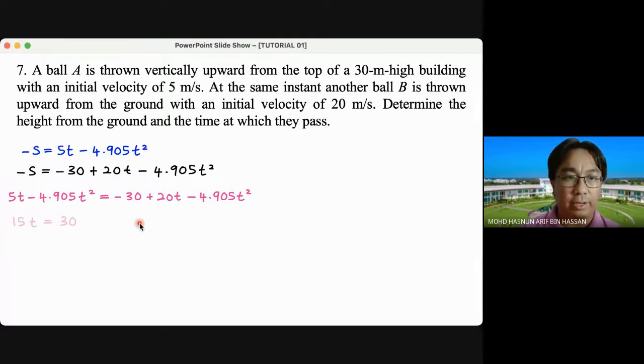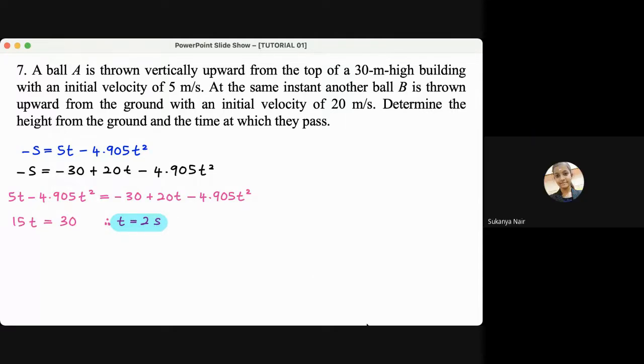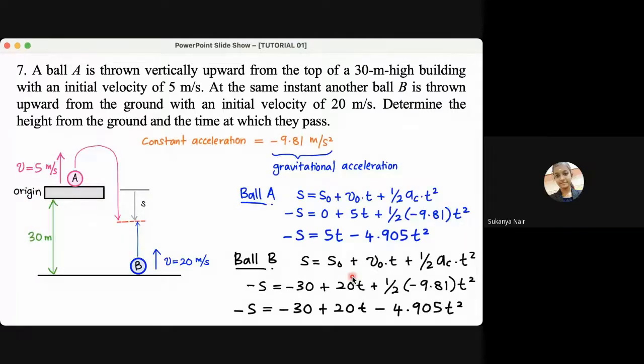Okay. And then you can do some rearrangement lah. What you can do is you bring minus 30 dekat sini, dia jadi positif. You bring 5T dekat sebelah kanan, dia jadi 20 minus 5. So dia jadi 15T equals to 30. Okay. So when you solve this, you will get T equals to 2 seconds. T equals to 2 seconds ni yang mana? Apa T equals to 2 seconds ni? T equals to the time when ball A and ball B meet together.